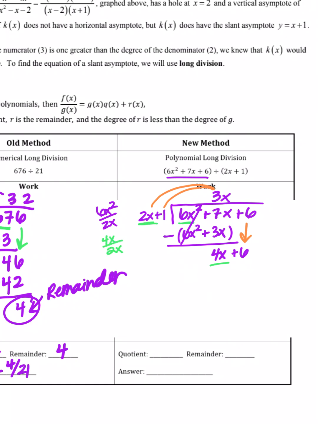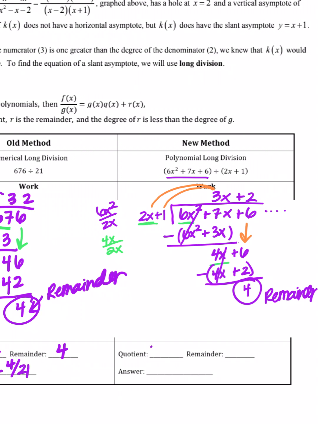4x divided by 2x is 2. Multiply that 2 back out. 2 times 2x is 4x. 2 times 1, 2. Subtract it to find our remainder. 4x minus 4x is 0. 6 minus 2 is 4. So again, because I don't have any more numbers up here to bring down, we know this is our remainder.